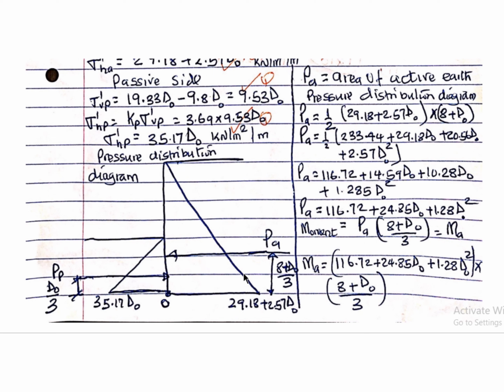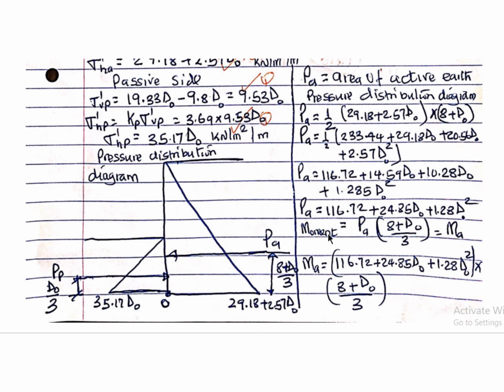So to get the Pa, the force on the passive side is the area of the active, so the area of this, which is a half base, is 29.81 plus 2.57 d naught times height. So half times base times height, that's what we've done. And you can do your manipulation and find an expression in terms of Pa.